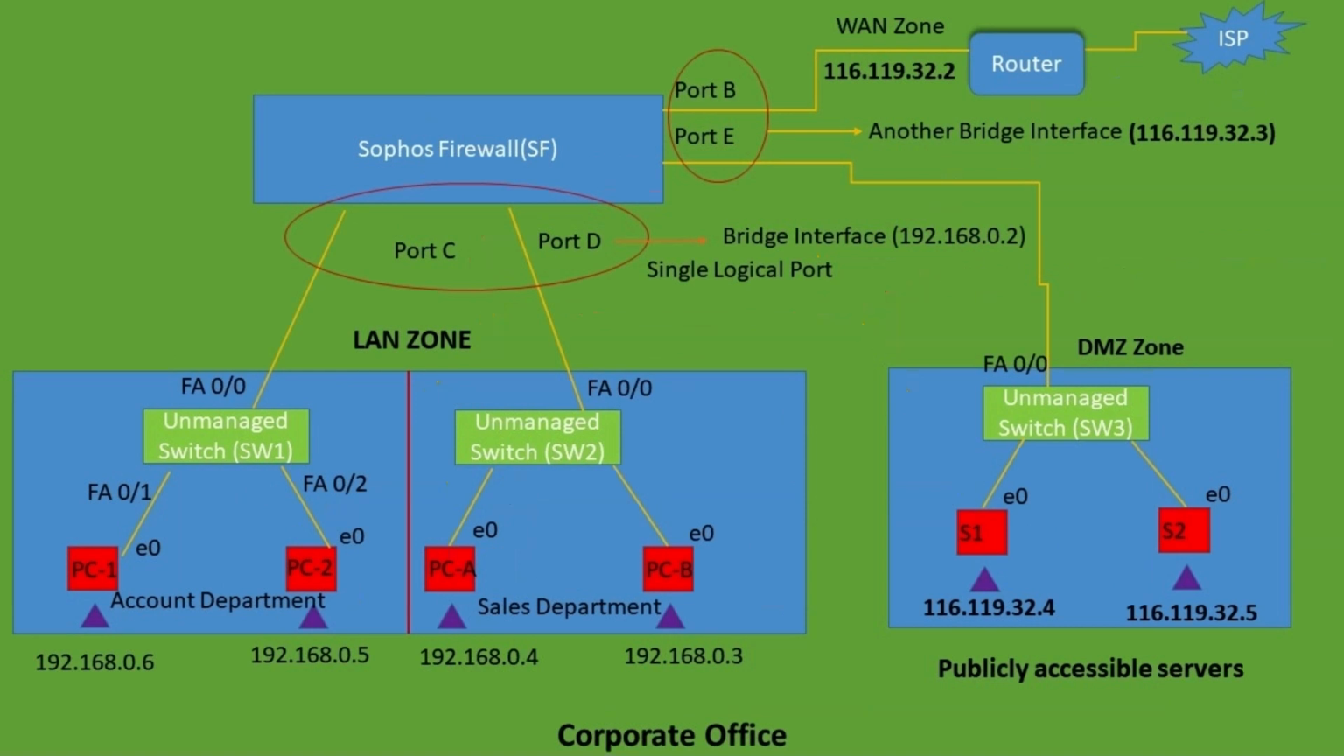By using this mechanism, we can implement a transparent subnet gateway. The IP address of the bridge interface is 192.168.0.2. Here, a transparent subnet gateway means two different networks separated by an external router.